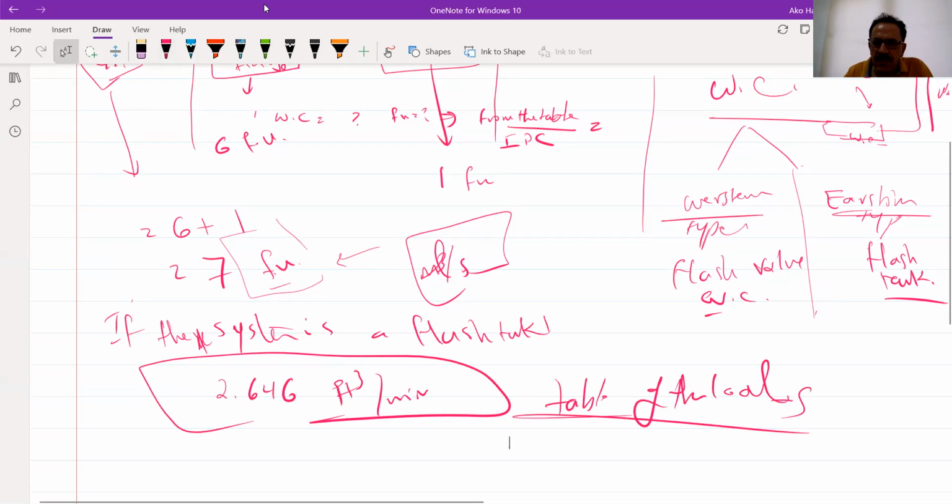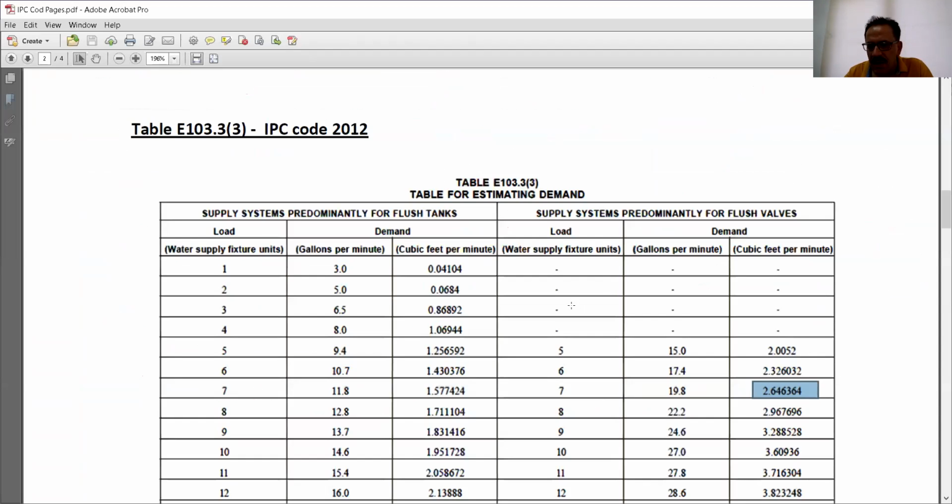Now, this is for what? This is for cold water. Now this is for the water supply that we need. Okay, is it clear?